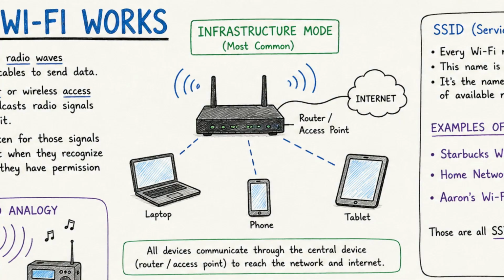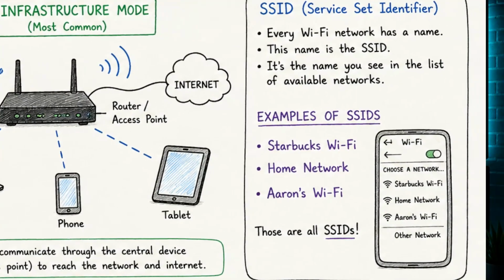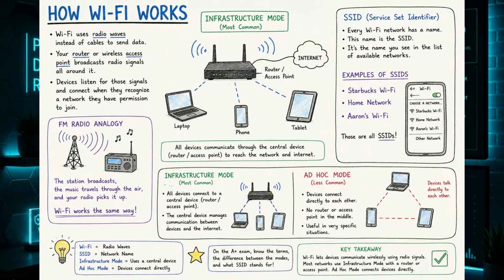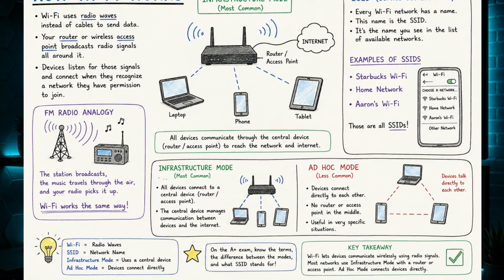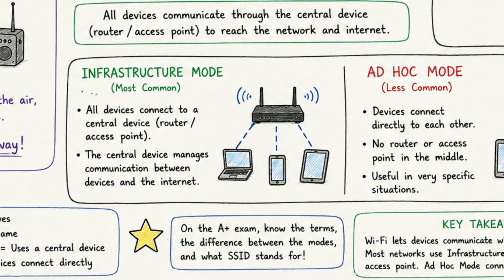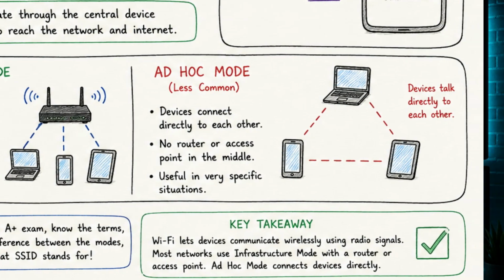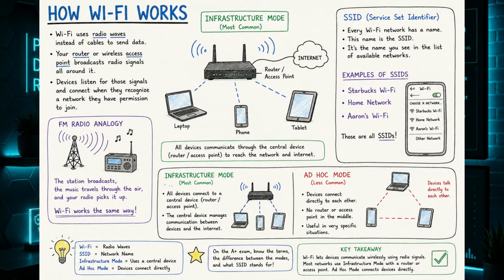Every wireless network has a name. This name is called the SSID, which stands for Service Set Identifier. It's simply the name that you see when you open the list of available Wi-Fi networks. For example, Starbucks Wi-Fi, your home network, or guest network. Those are all SSIDs. Most wireless networks use something called infrastructure mode. That means every wireless device communicates through a central device, usually your wireless router or access point. Then there's another method called ad hoc mode. Instead of talking through a router, devices connect directly to one another. It's much less common today, but you should still know the term because it occasionally will pop up on certification exams. Now let's jump into our first CompTIA style question.